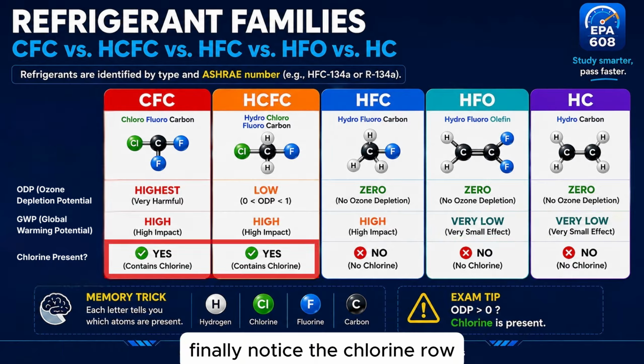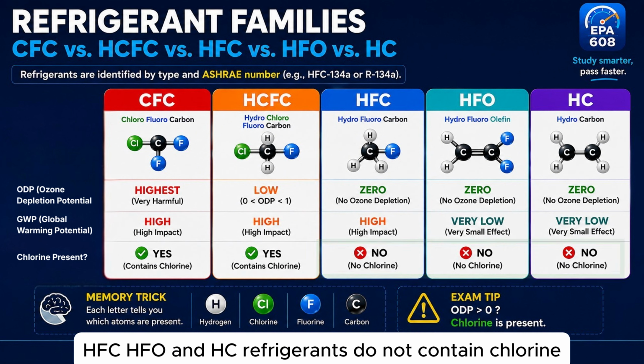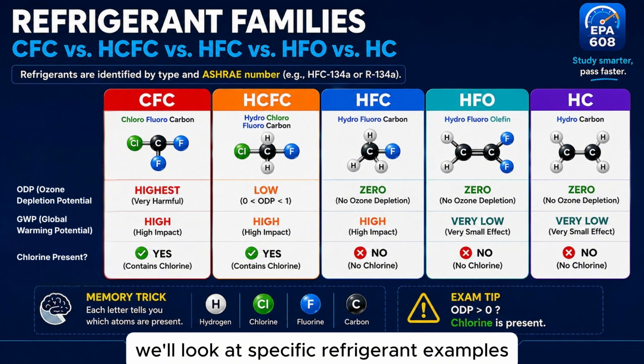Finally, notice the chlorine row. CFC and HCFC refrigerants contain chlorine. HFC, HFO, and HC refrigerants do not contain chlorine. We'll look at specific refrigerant examples in the next section.